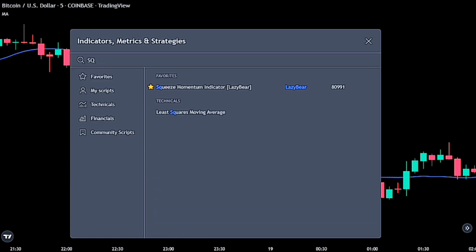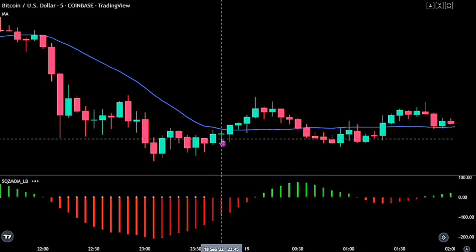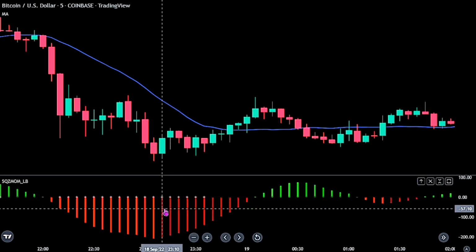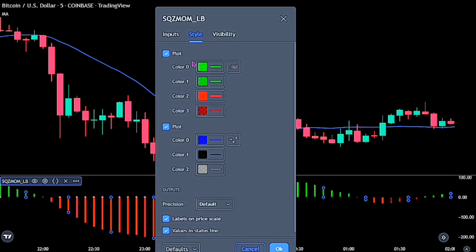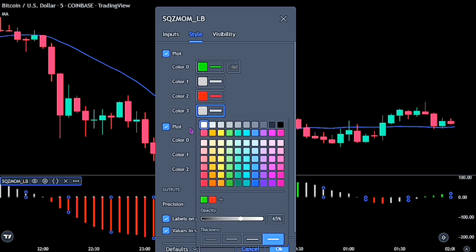Bring up the indicator panel and search for the Squeeze Momentum indicator. Let's make a slight adjustment to the indicator, as we would be using it to gauge the momentum in the market. Go ahead and double click on the indicator. On the style, change color 1 and color 3 to white, then click on the OK button when you are done.